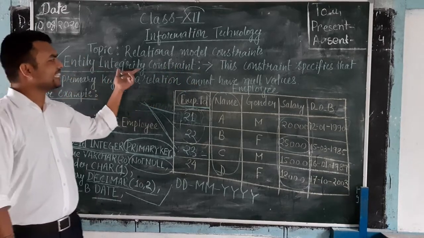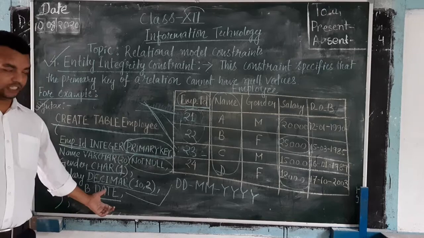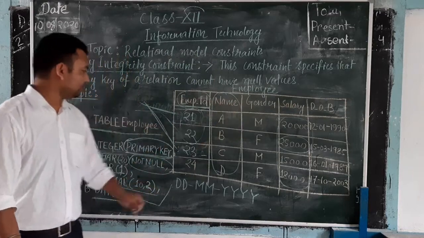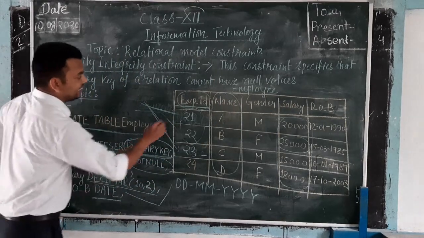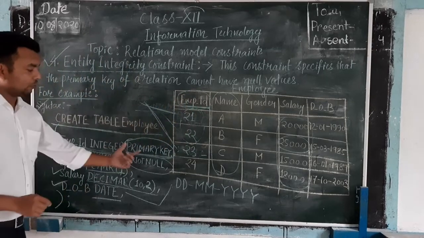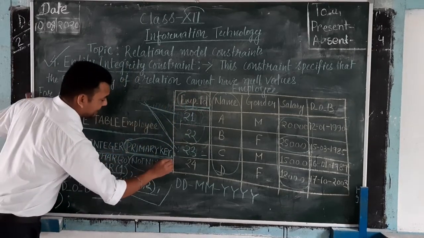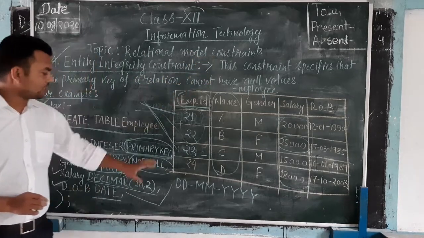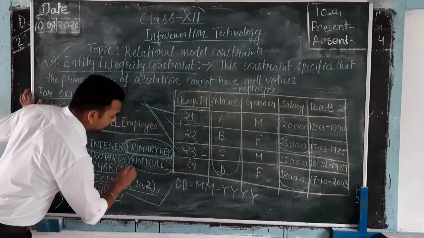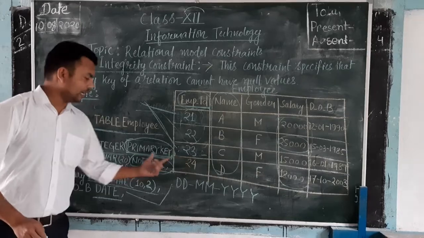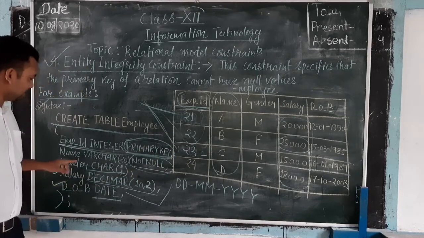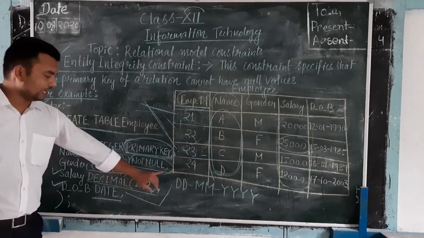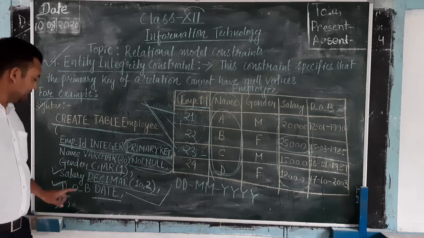We apply the entity integrity constraint in a particular relation. This one example has been shown for this employee relation, which consists of 5 attributes. Here we have designated the employee ID attribute as the primary key, and once the primary key comes up in a relation, it will automatically apply the entity integrity constraint. We are not supposed to write the keyword NOT NULL after the primary key. The name is varchar, and as this field cannot be null, we have inserted the keyword NOT NULL; gender character, salary decimal, date of birth date.